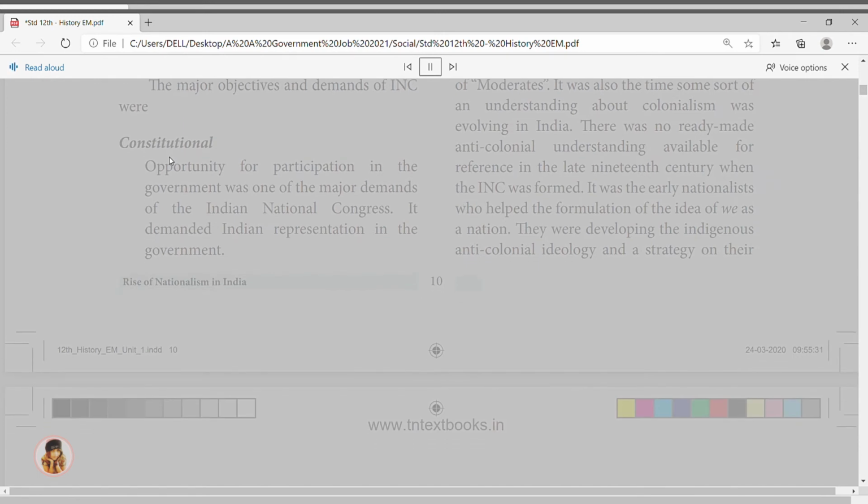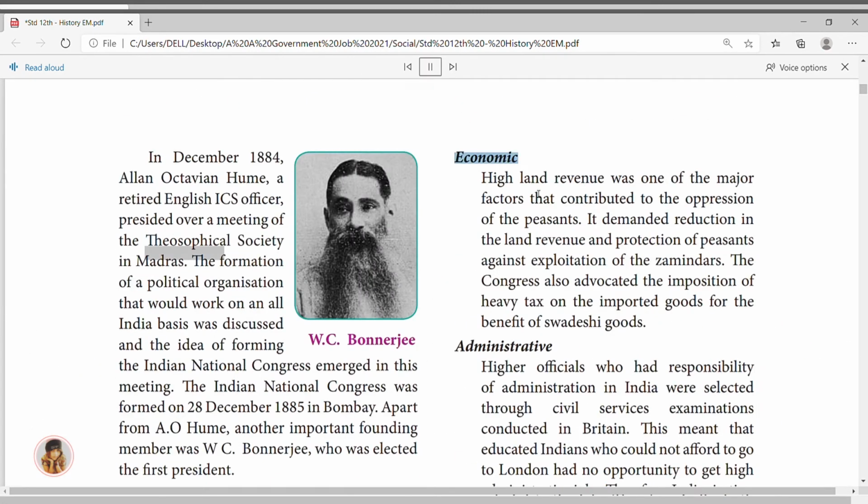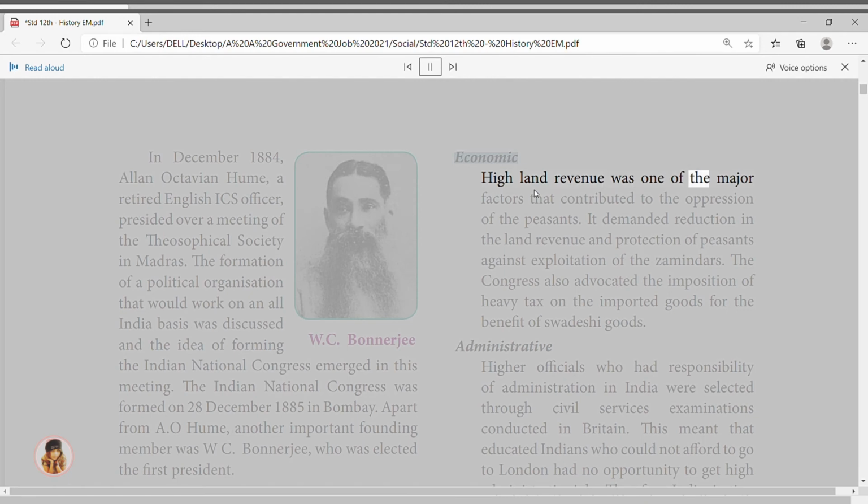The major objectives and demands of the INC were: Constitutional: opportunity for participation in the government was one of the major demands of the Indian National Congress. It demanded Indian representation in the government. Economic: high land revenue was one of the major factors that contributed to the oppression of the peasants. It demanded reduction in the land revenue and protection of peasants against exploitation by the zamindars. The Congress also advocated the imposition of heavy tax on the imported goods for the benefit of Swadeshi goods.